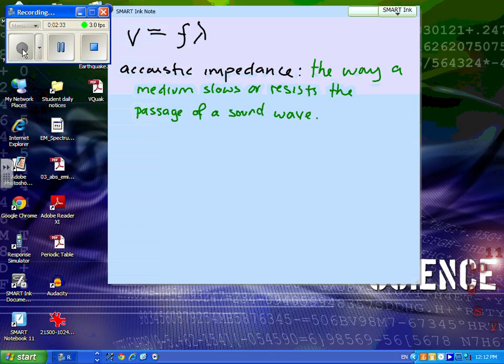Okay, the next one I had was the formula, wasn't it? The formula for acoustic impedance, Z equals rho V. So it's the density of the material times the velocity the sound wave travels through it. That's simply a measure of how well the sound wave will go through that medium. Next one.